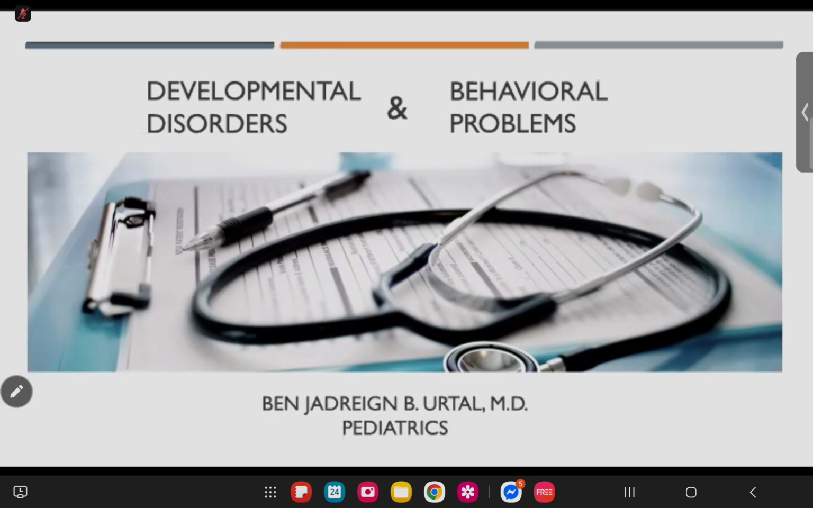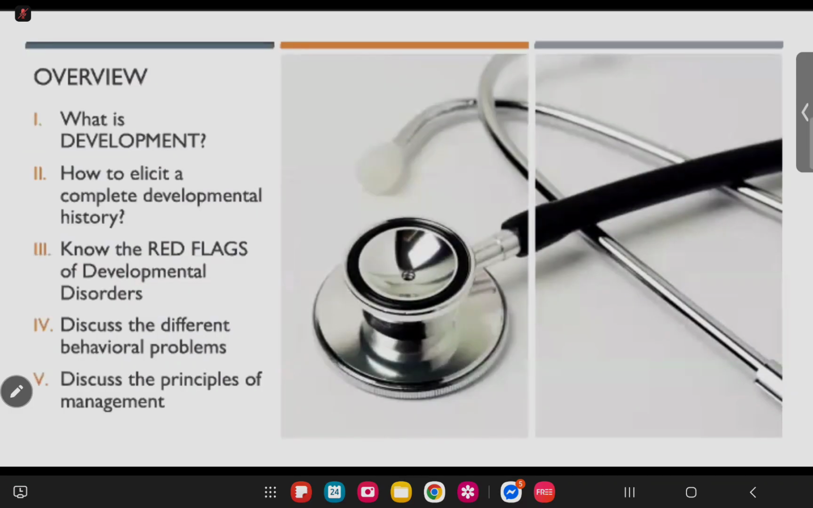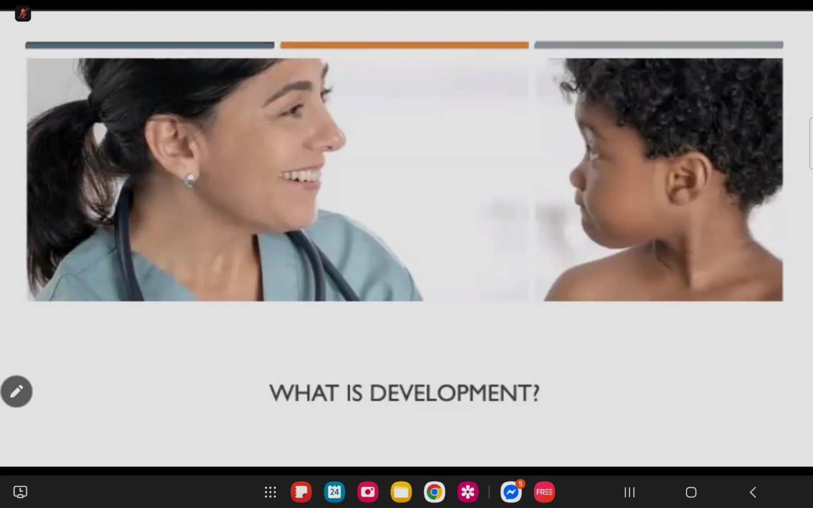So for the overview of our lecture, of course, we have to start with the definition of development and how to elicit a complete developmental history. Along with that, we also have to know the red flags of developmental disorders and discuss the different behavioral problems and their principles of management. So let's start. What is development?